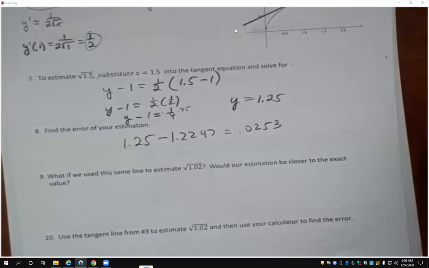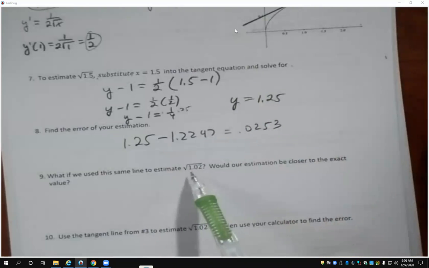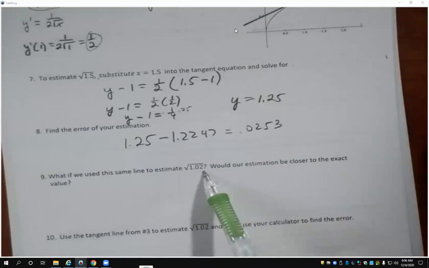All right, so number 9 says, what if we use the same line, okay, the same tangent line, to estimate the square root of 1.02? Would our estimate be closer to the exact value or further away? What do you think?